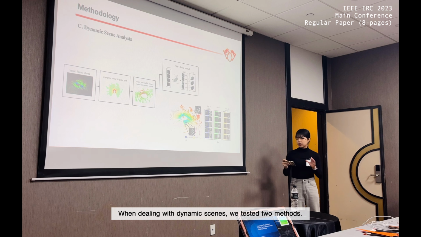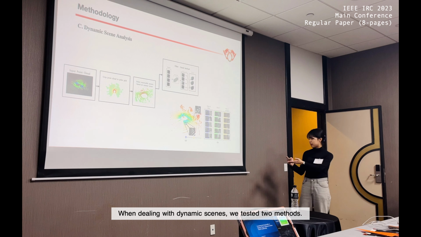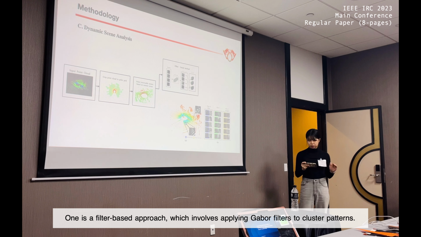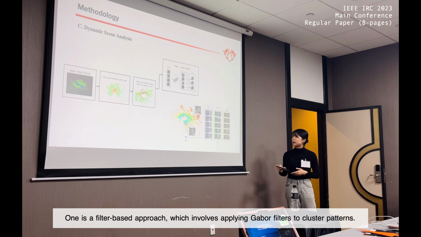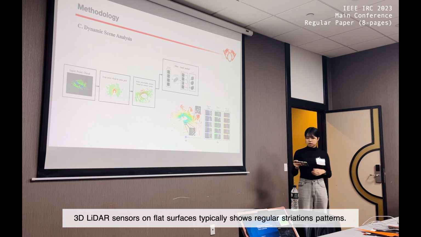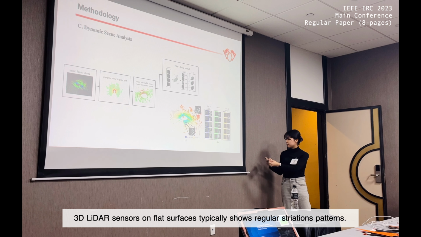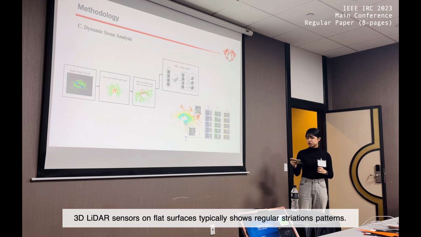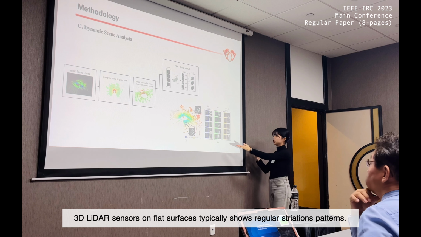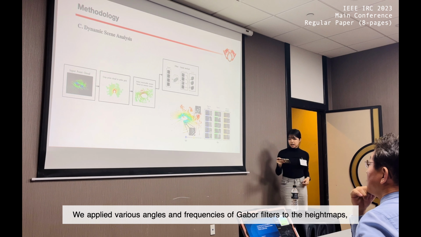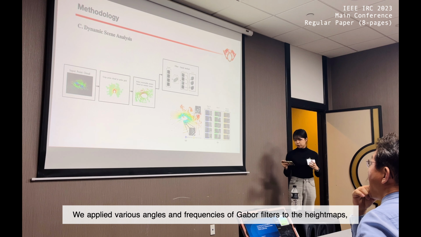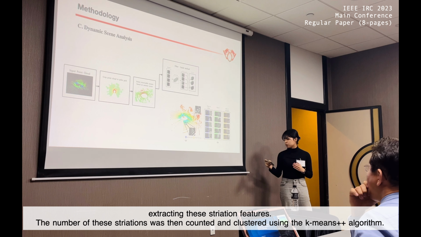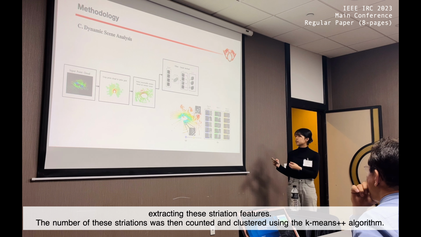And when dealing with dynamic scenes, we tested two methods. One is a filter-based approach, which involves applying Gabor filters to cluster patterns. 3D LiDAR sensors on flat surfaces typically show regular striation patterns, like this. We applied various angles and frequencies of Gabor filters to the height maps, extracting these striation features. The number of the striations was then counted and clustered using the k-means algorithm.